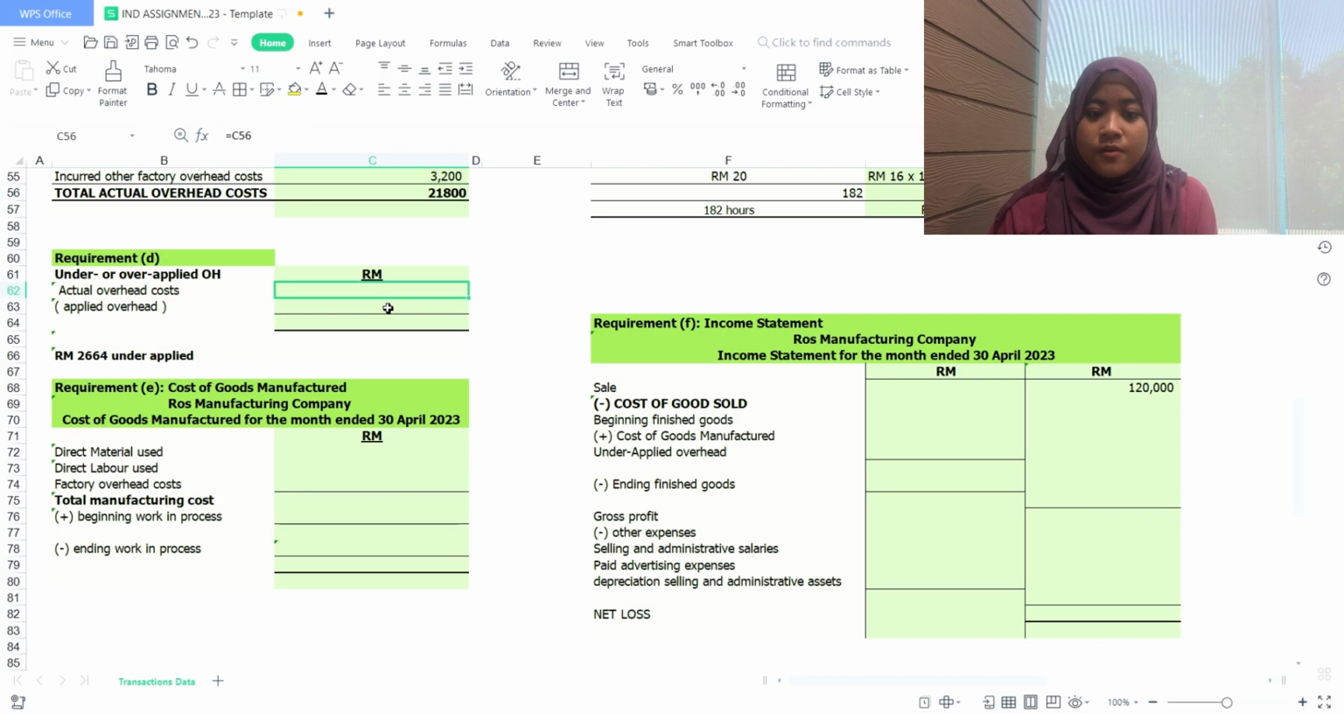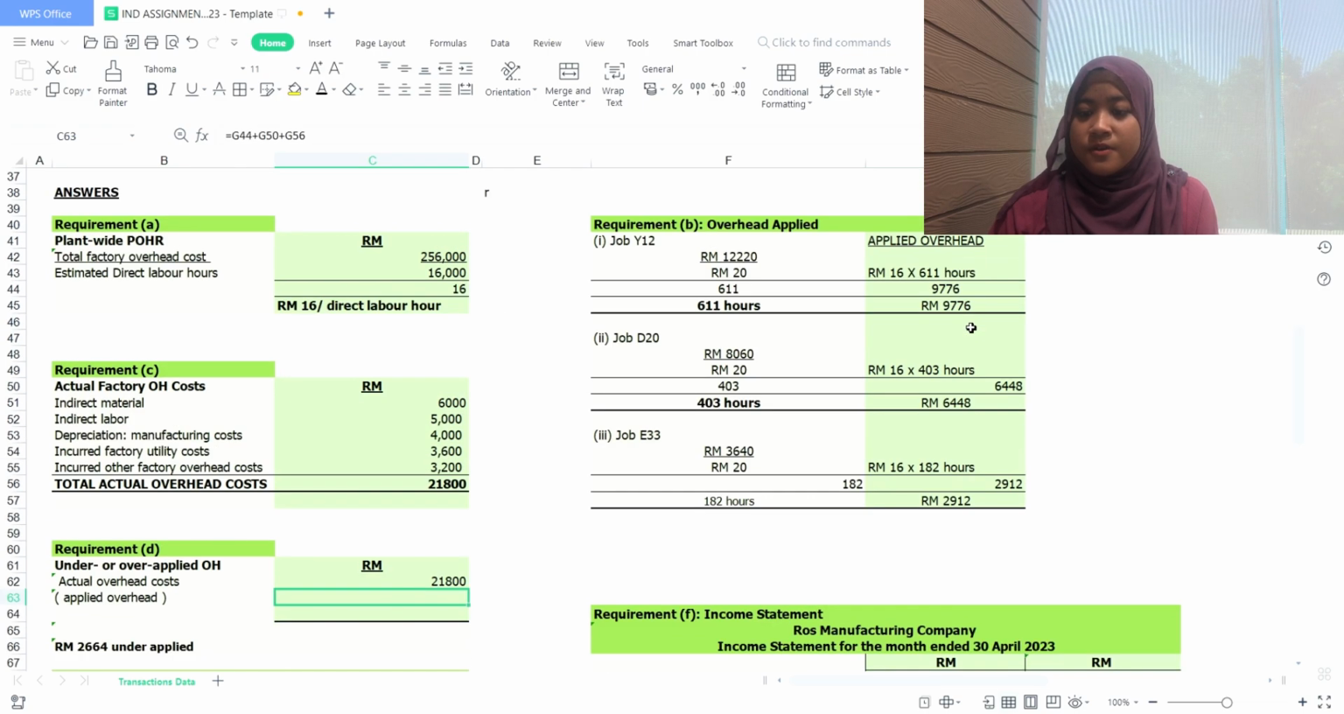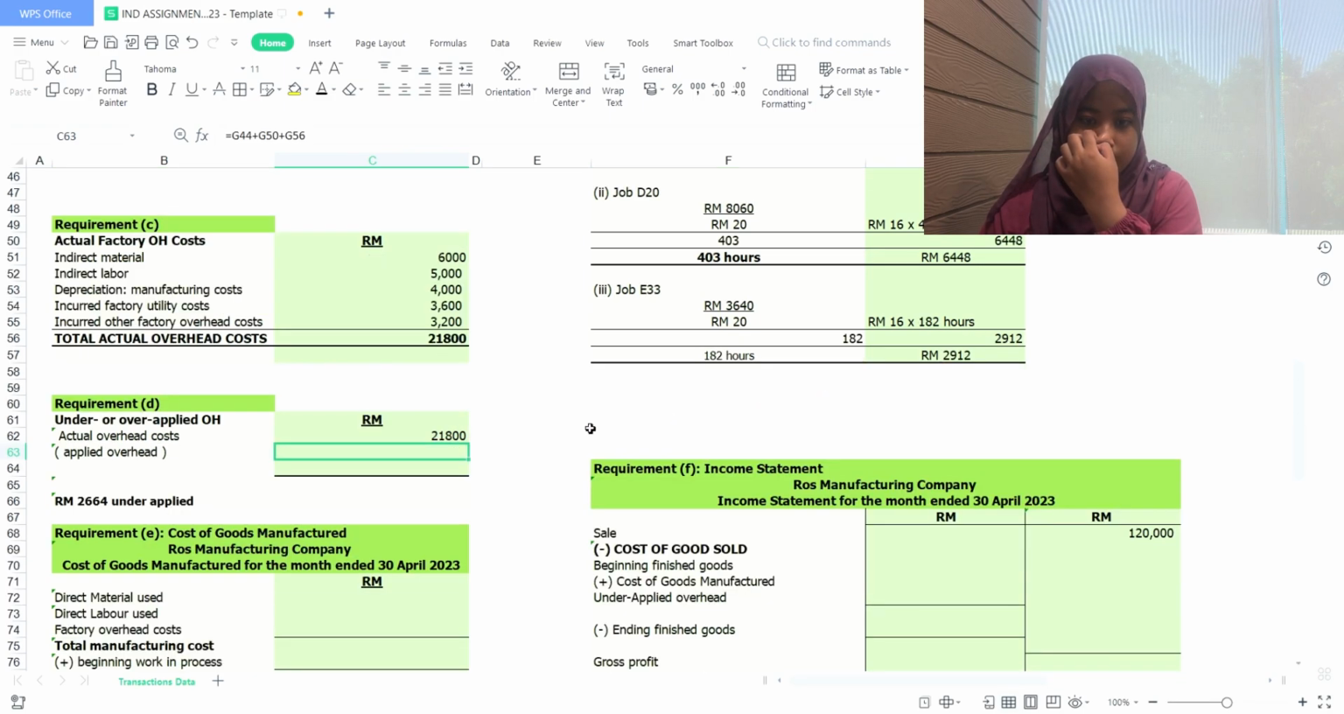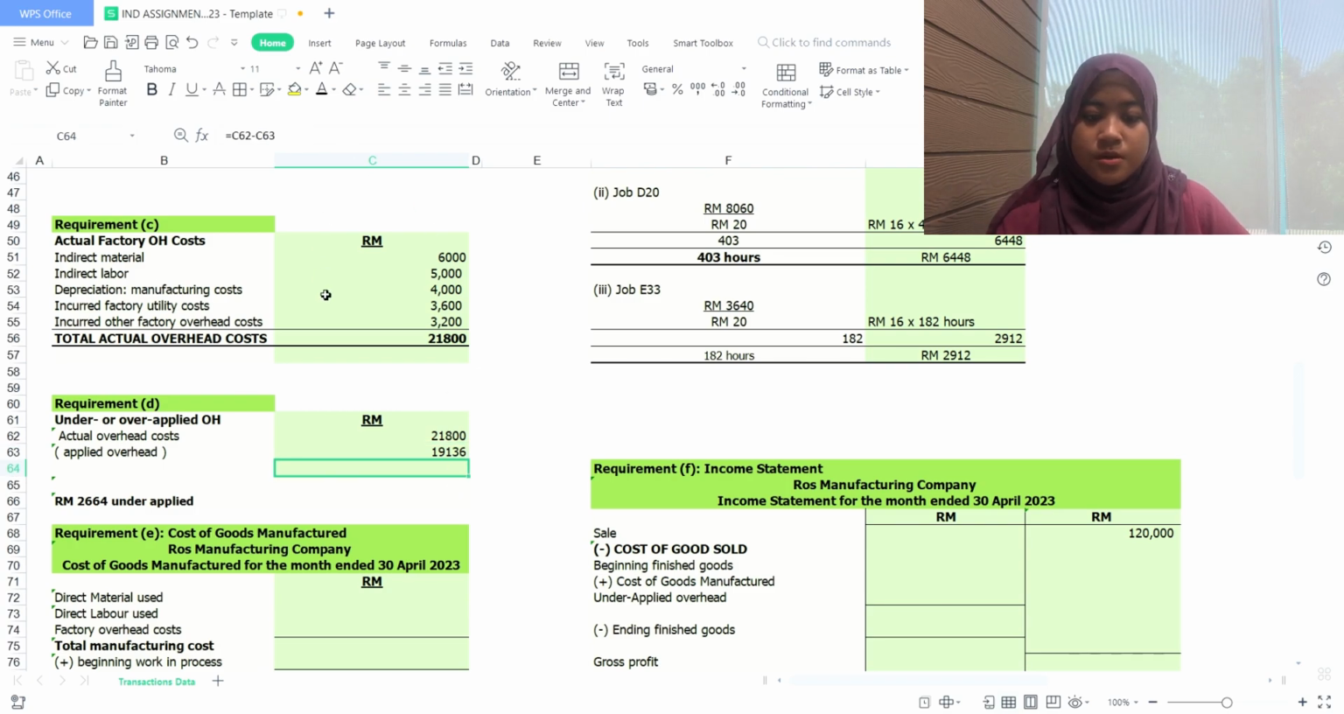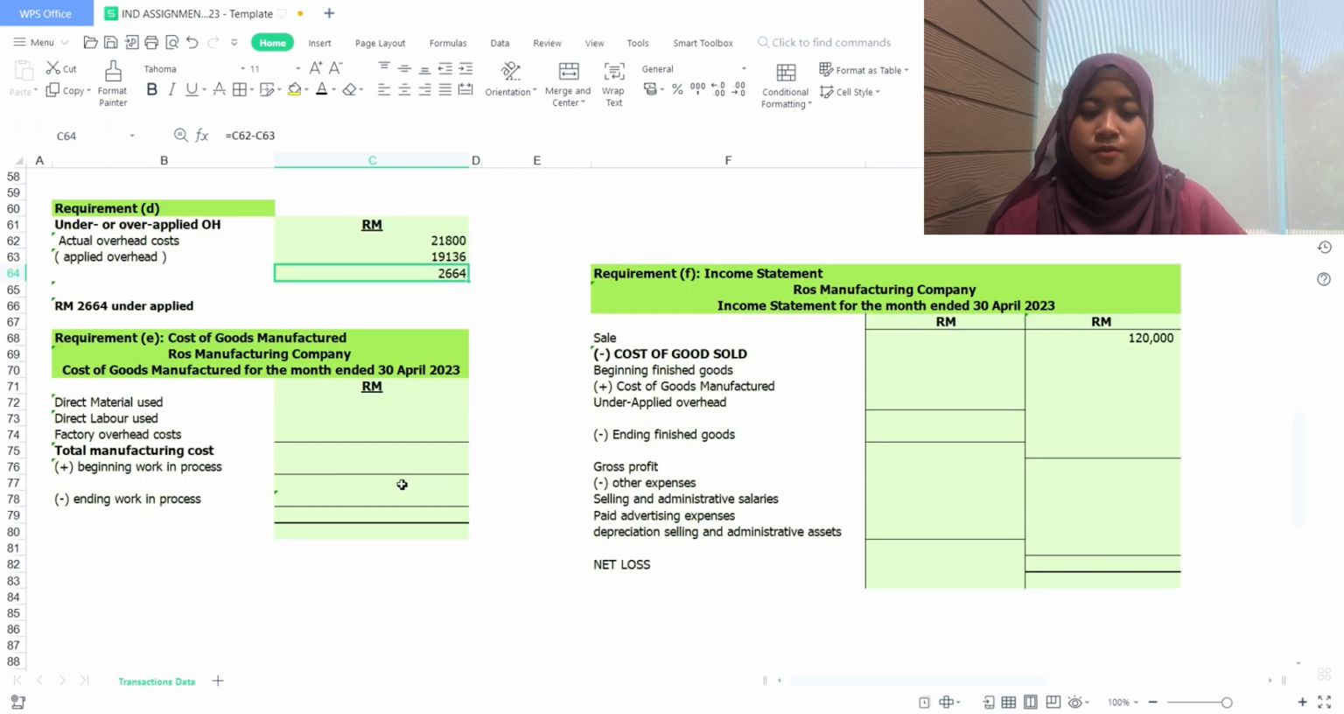So for the actual, we got 21,800, and for applied overhead, we have to sum these three applied overheads, and we get 19,136 ringgit. So we minus the actual and applied, we get 2,664, which is under applied. So we move to the E, cost of goods manufactured.